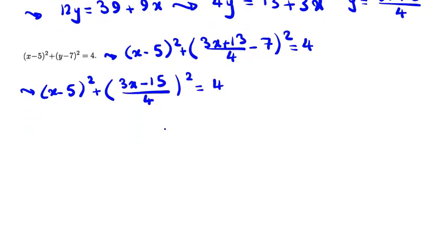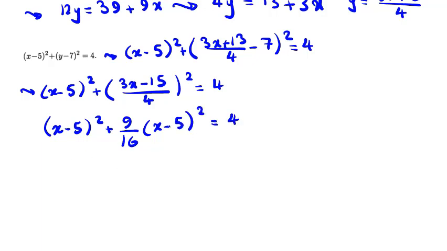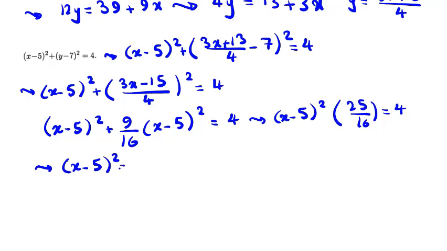Now, if we multiply both sides, we want to find x. We can expand, but if you consider here it's (x minus 5) squared, also you can say, okay, if we factor out the 3, it will be 9 over 16 of (x minus 5) squared equals 4. So we can say, (x minus 5) squared times (1 plus 9 over 16), which is 25 over 16, equals 4. And now we can say (x minus 5) squared equals 64 over 25.